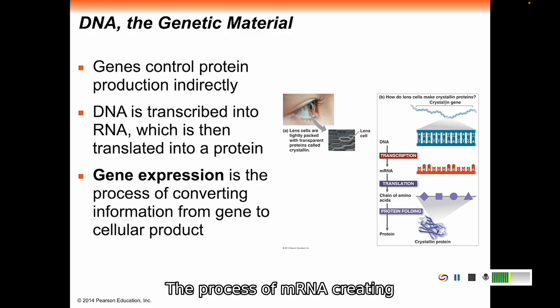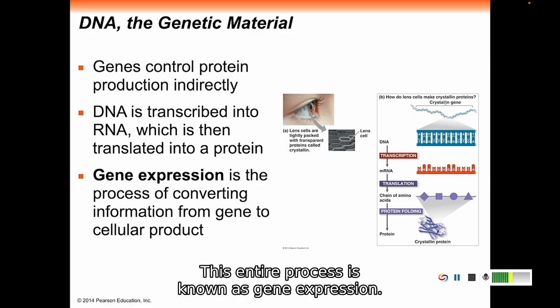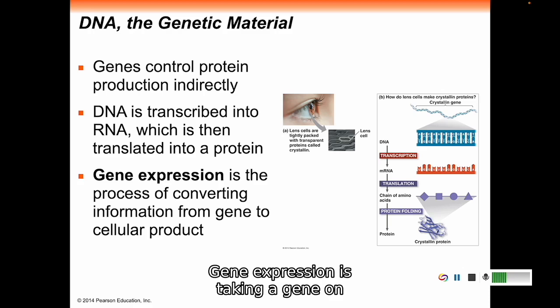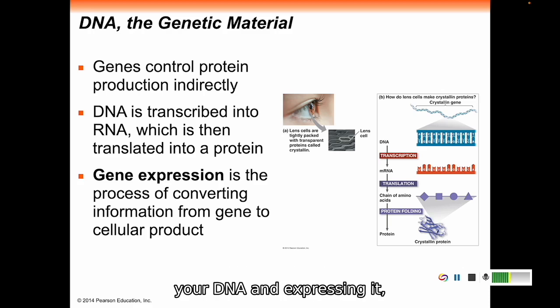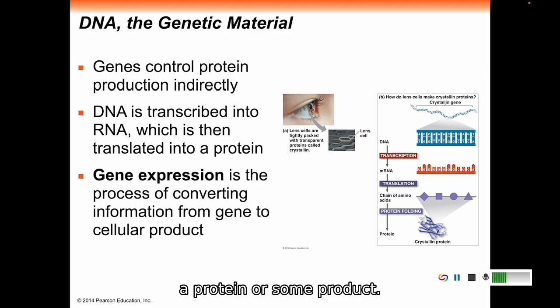The process of mRNA creating protein is called translation. And this is a very important concept. This is called the central dogma, that DNA controls the production of mRNA, which controls the production of proteins. And this entire process is known as gene expression. Gene expression is taking a gene on your DNA and expressing it, converting it into information of some cellular product, a protein or some product.